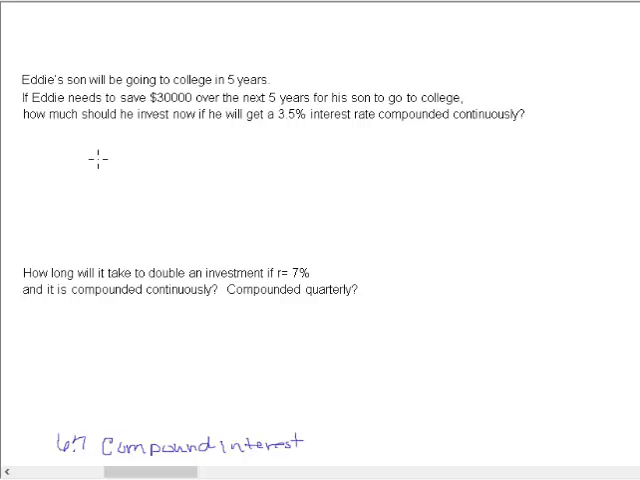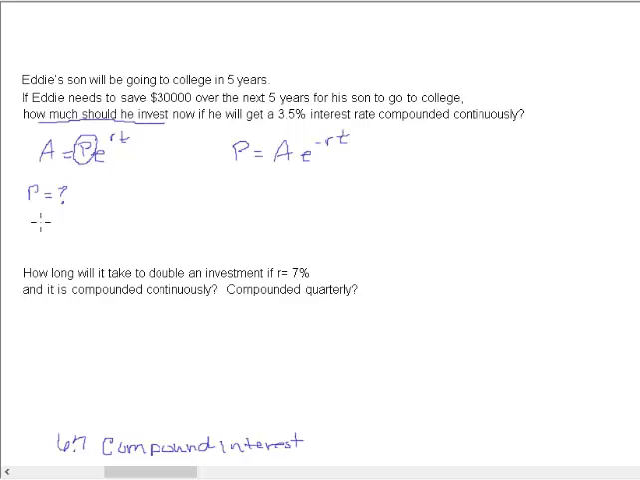All right, so we're compounding continuously, which means I'm going to use A equals P times e to the rt. All right, so what are we looking for, A or P? If Eddie needs to save $30,000 over the next 5 years, how much should he invest? So how much should he invest tells me that I'm looking for P. So P is what is unknown. So let's set this up using the P equals formula because that'll be easier to plug in to the calculator.